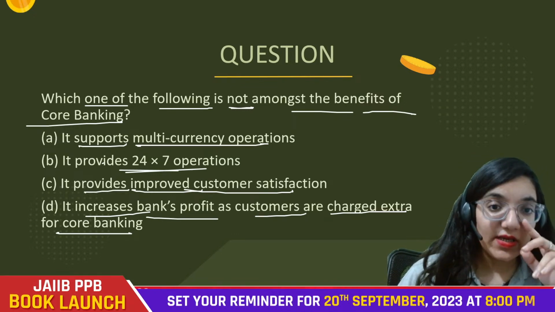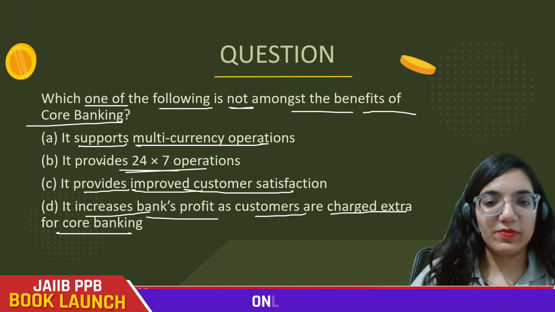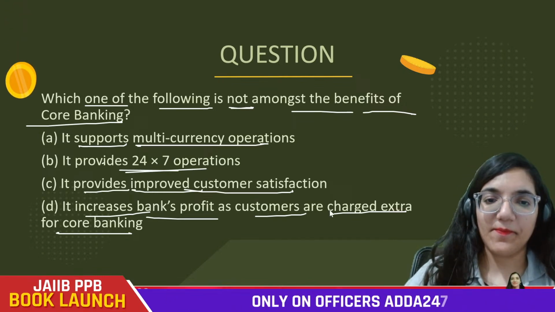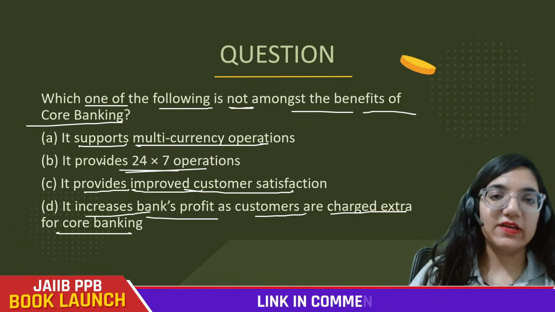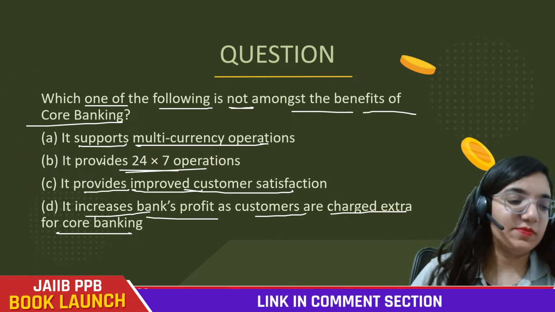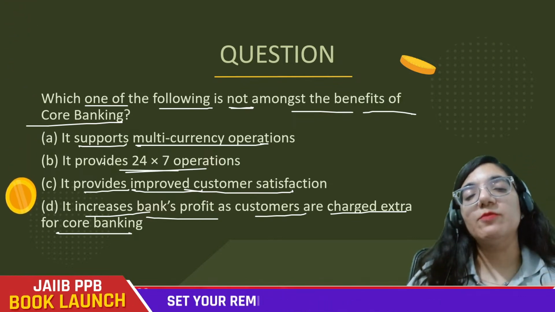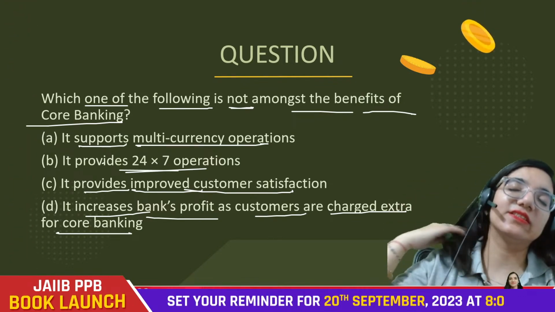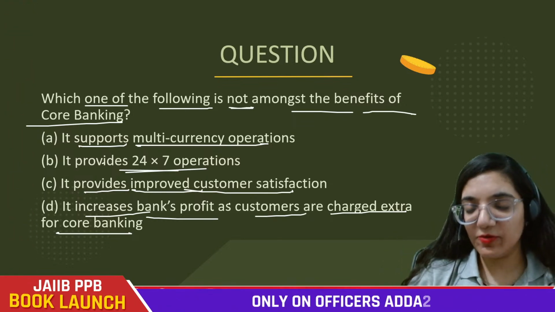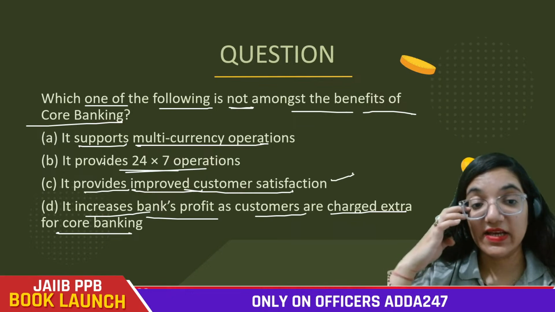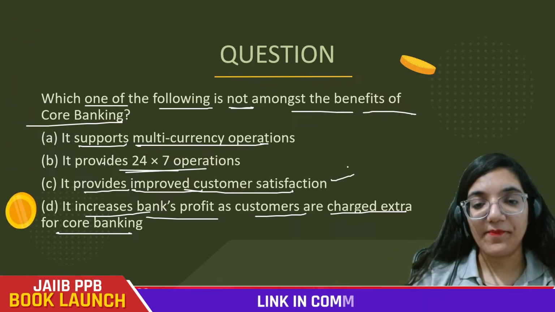That is a good point. It provides 24/7 operations. Do they? They do. Earlier, NEFT, RTGS had a timing. Now IMPS is there, RTGS, everything. They have a proper timing still, but most of the services are now provided 24/7, round the clock. It improves customer satisfaction. Definitely does. It increases bank profit.